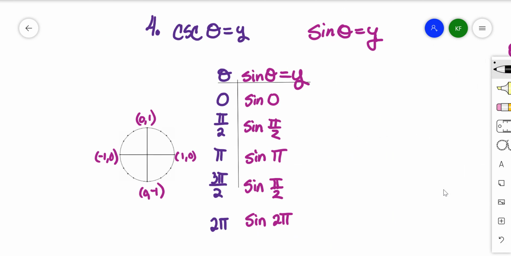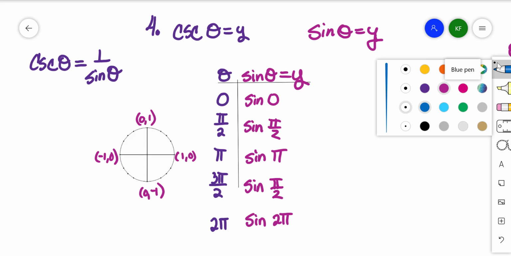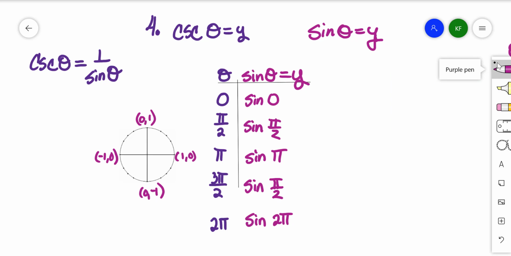Graph number 4, cosecant. So if you notice in this setup, I have sine in the table this time. Because recall, what is one way to express cosecant? It's the same thing as saying cosecant theta is equal to 1 over sine theta. Remember, it's just the reciprocal. So if I figure out sine, then I can just go ahead and flip that upside down, and I'll get the other graph.